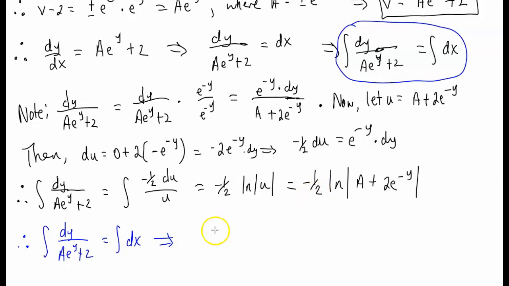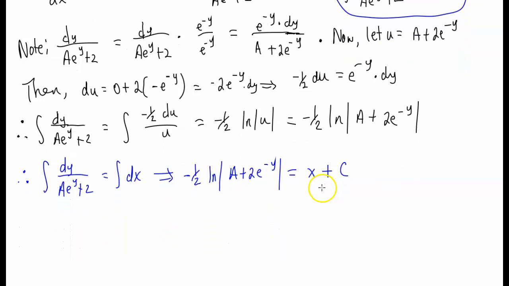It's just going to be left side minus 1/2 natural log absolute value of all this business here equals, and then of course on the right side that'll be x, and the integration constant for both the left and the right we'll just put on the right to make life simple.